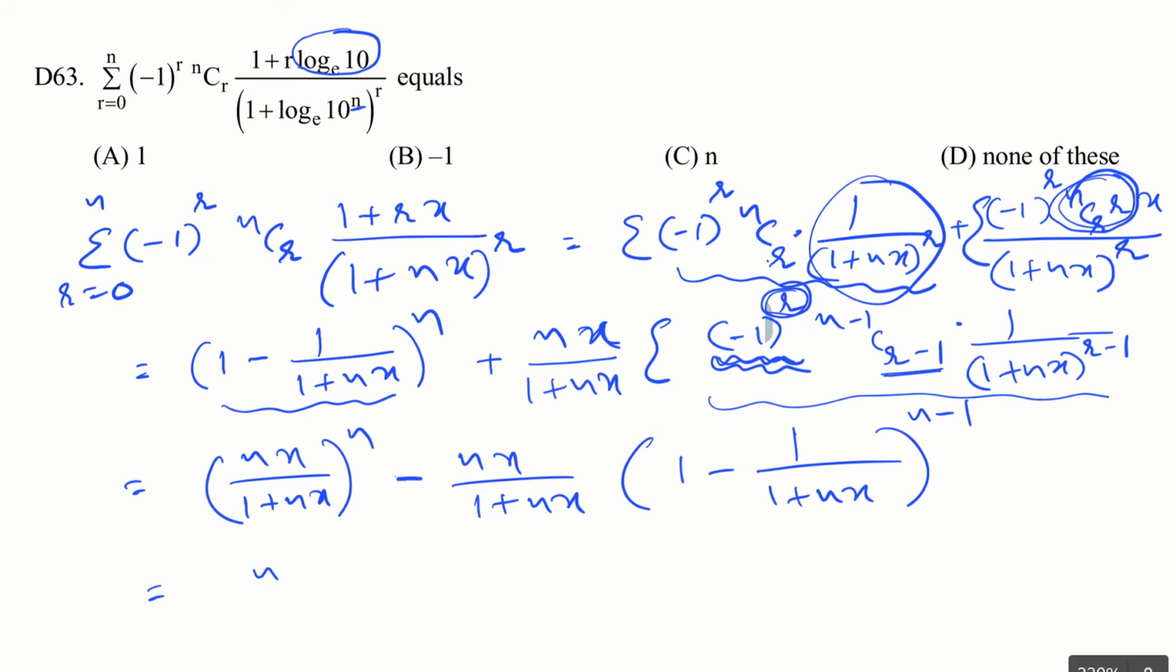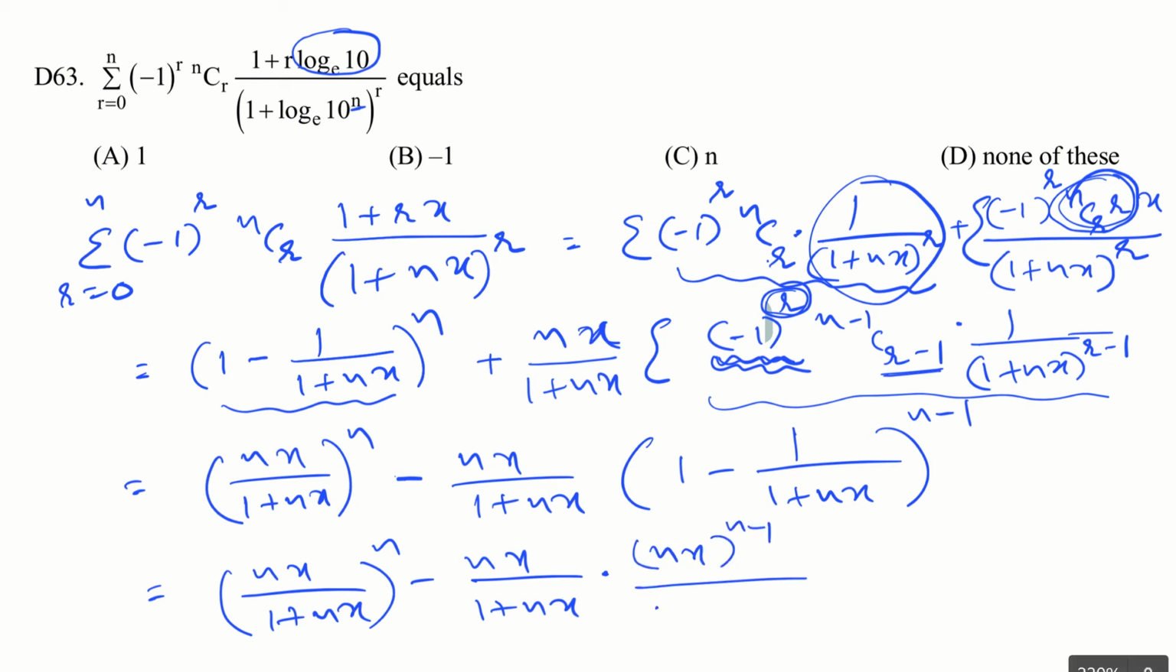So it is nothing but nx/(1+nx)^n minus nx/(1+nx) into, here again taking LCM, (nx)^(n-1)/(1+nx)^(n-1). So you can see that it is 0. Therefore the given summation is equal to 0. Let's go to next problem.